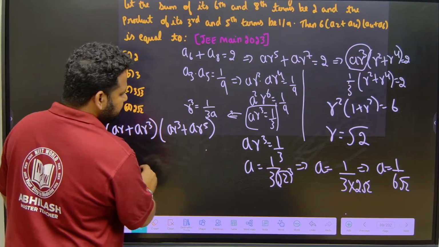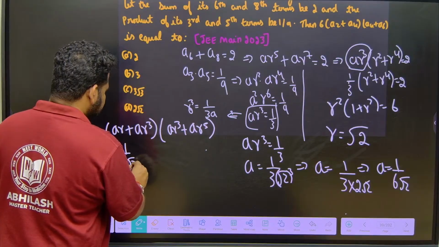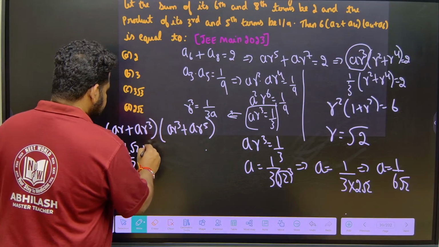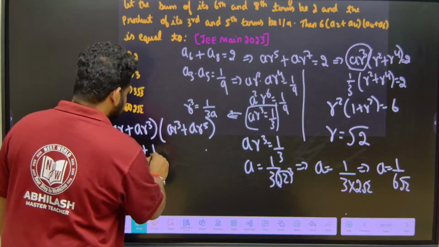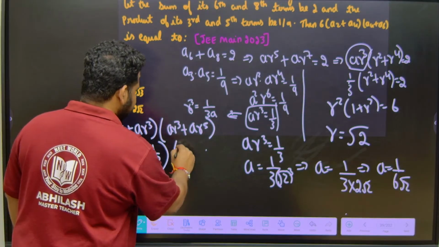A we got it as what? 1 by 6 root 2. And what about r? We got it as root 2. AR cube is nothing but equal to, here we got it as 1 by 3. Let us put the values as it is. AR cube again it is 1 by 3.